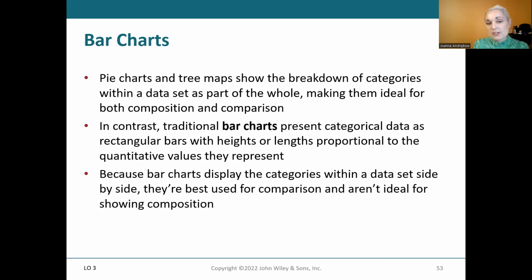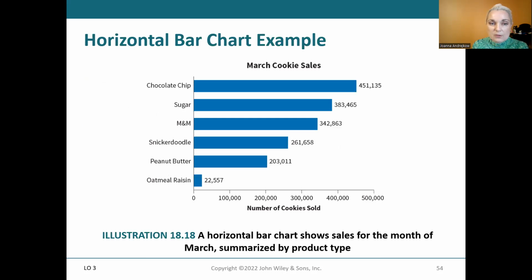In contrast, traditional bar charts present categorical data as rectangular bars with heights and lengths proportional to the quantitative values they represent. Because bar charts display the categories within a data set side by side, they're best used for comparison and aren't ideal for showing composition. So bar charts are good to compare. So you can compare regions, you can compare different product groups by revenue.